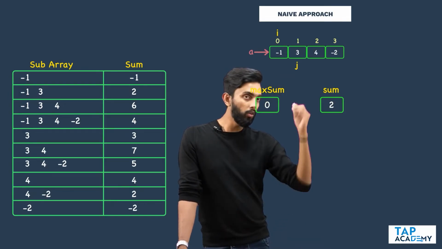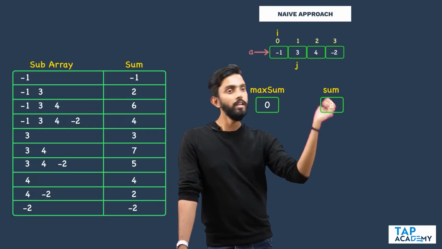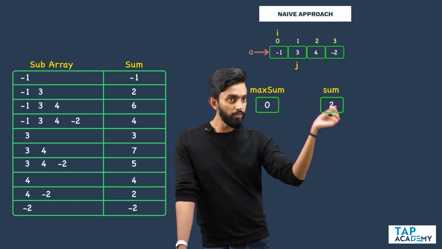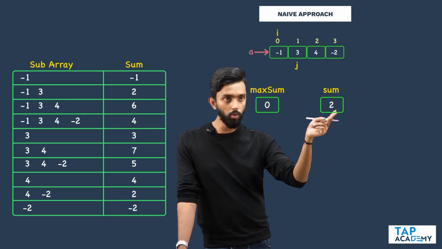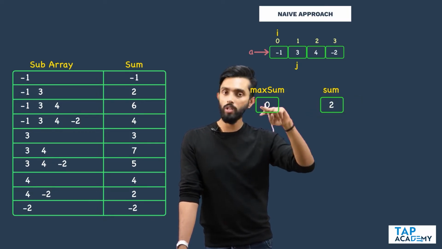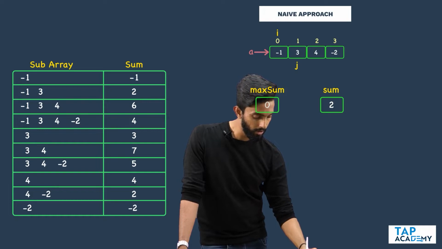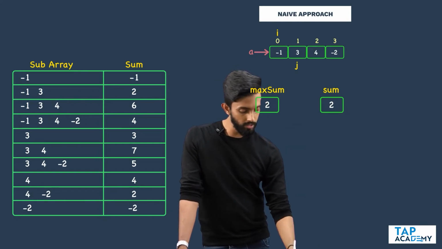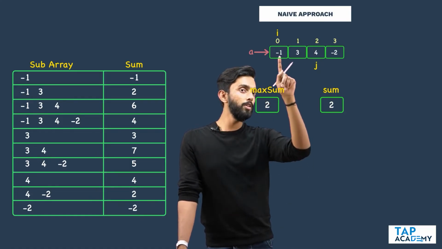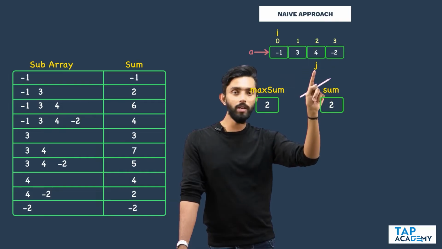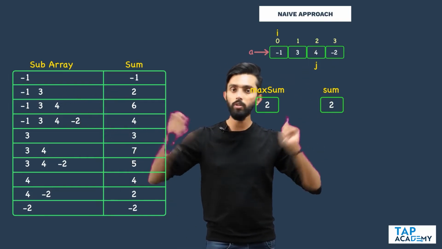Now, the moment sum changes, I will check, is sum greater than the max sum? Whichever is the larger between both two, that will become maximum. And 2 is larger, so maximum right now becomes 2. I hope everybody has been able to understand. Then again j moves forward. Now I am assuming minus 1, 3 and 4 is my subarray.